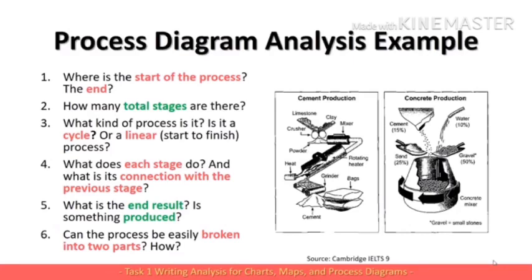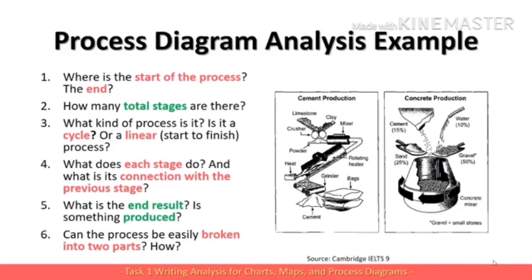Number 4, what does each stage do? I just talked about that for both cement and concrete, so I won't go back through it again, but it's very important to note the connection with the previous stage as well. How does it get to that part? Number 5, what is the end result? Is something produced? Ooh, yes, we have bags of cement in the cement production, and we have concrete in the concrete production one. So we definitely have something produced here. And number 6, can the process be easily broken into 2 parts? How? Well, what a nice example. We have 2 different process diagrams. So this is quite easy to break up into 2 parts.